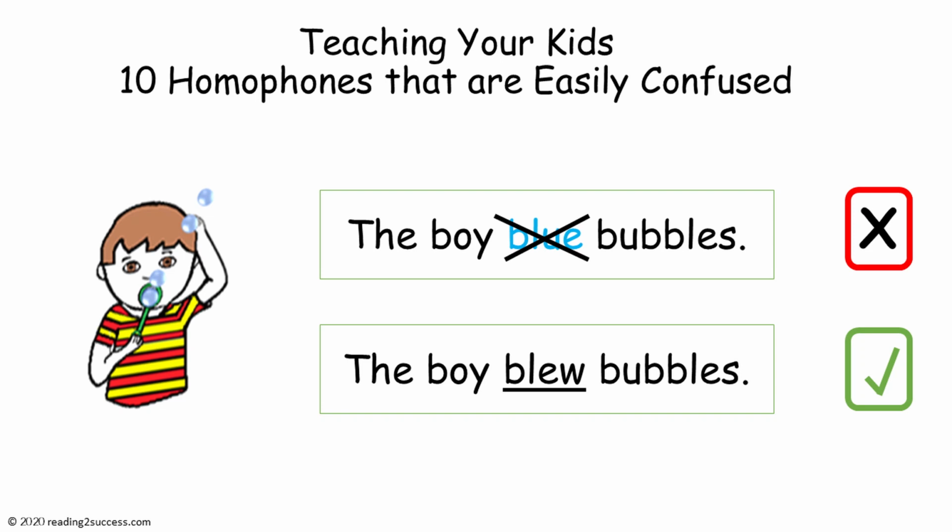Teaching your kids 10 homophones that are easily confused. We have two sentences that say, the boy blew bubbles, but the word blue sounds the same but is spelled differently in each of these sentences. The first one is B-L-U-E, which means the color blue, and the second one has blew, B-L-E-W, which means the action or the verb. The second one is the correct sentence with the correct blew.